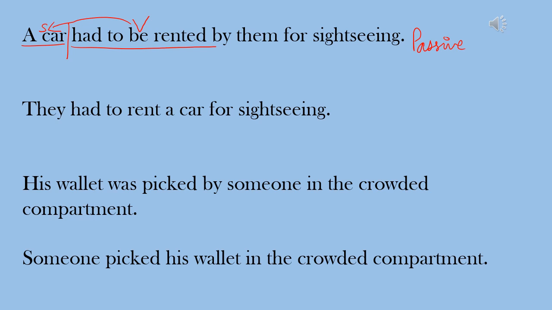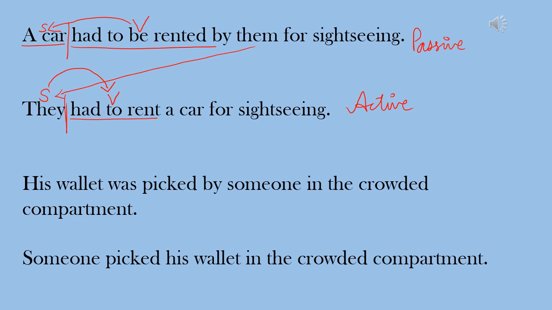We are going to transform this sentence from passive to active now. They had to rent a car for sightseeing. So what are we doing here? We are changing the subject to they. So they becomes the subject. Had to rent a car for sightseeing is the predicate. And now what are they doing? They are the doer of the action. Had to rent, that is the verb. Who is performing this action? They. So here the subject is the doer of the action. Hence the sentence is in the active voice.